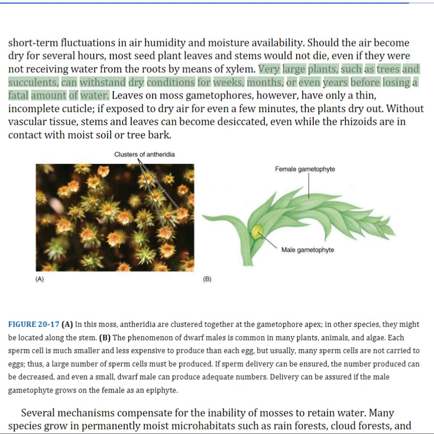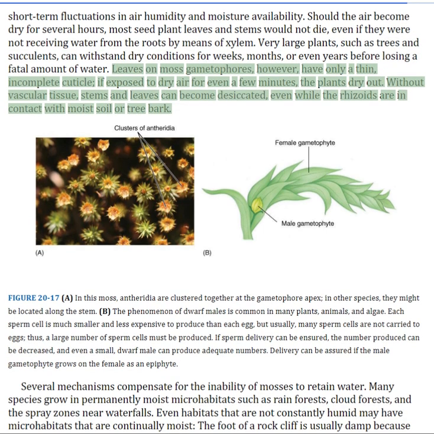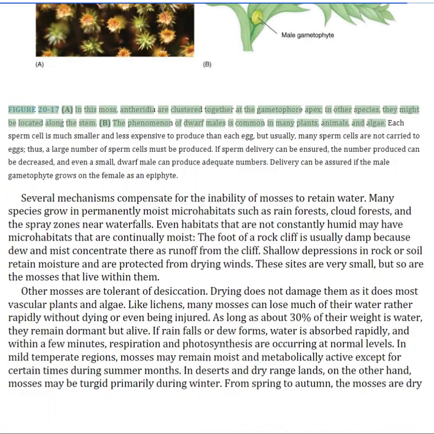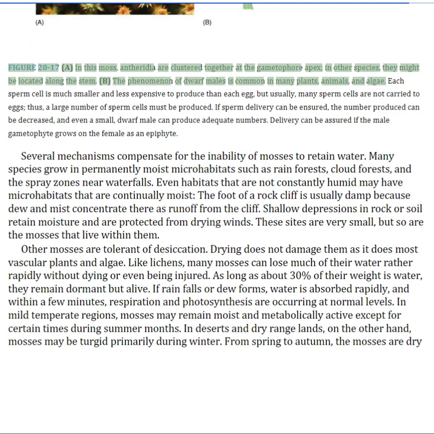Very large plants, such as trees and succulents, can withstand dry conditions for weeks, months, or even years before losing a fatal amount of water. Leaves on moss gametophores, however, have only a thin, incomplete cuticle. If exposed to dry air for even a few minutes, the plants dry out. Without vascular tissue, stems and leaves can become desiccated, even while the rhizoids are in contact with moist soil or tree bark.